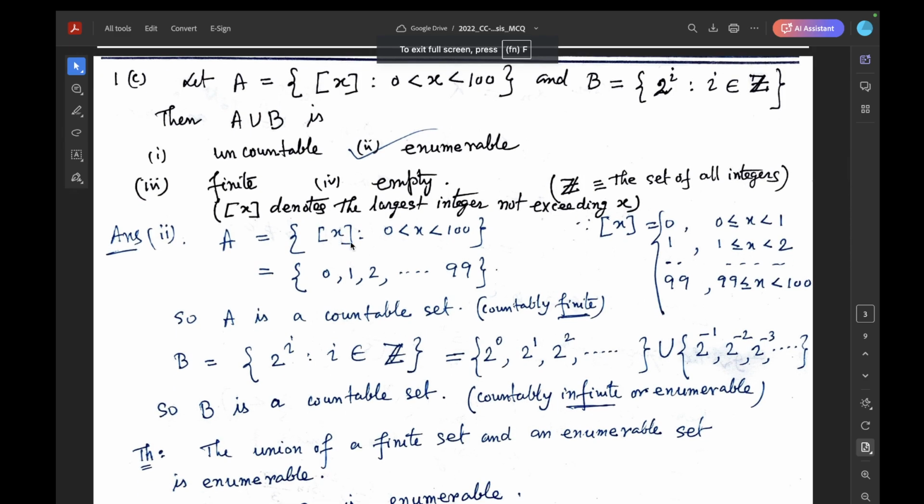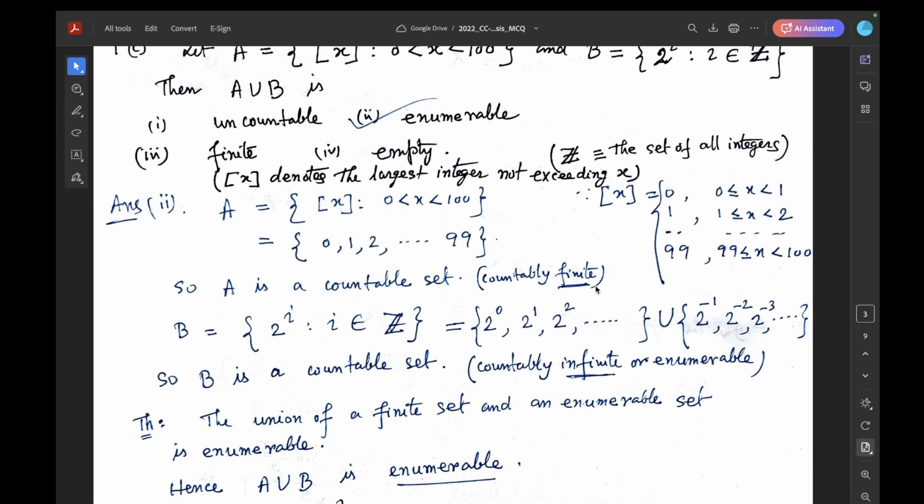Now box x means the greatest integer function not exceeding x, that is, box x is equal to 0 when 0 is less than or equal to x less than 1, box x is equal to 1 when 1 is less than or equal to x less than 2, and box x is equal to 99 when 99 is less than or equal to x less than 100. So this set A contains a finite number of elements, 100 elements, the integers 0 to 99. So the set A is a finite set, then a countably finite set.